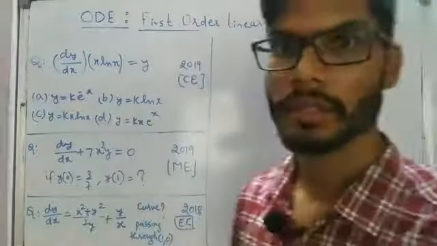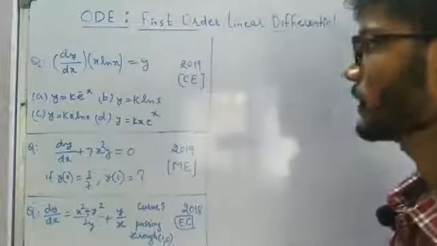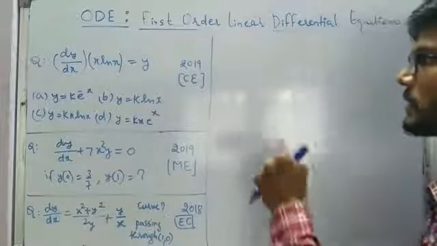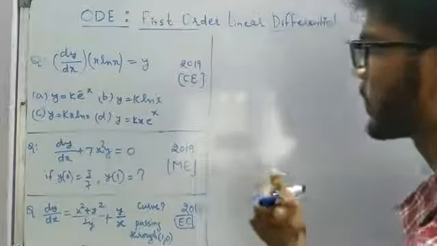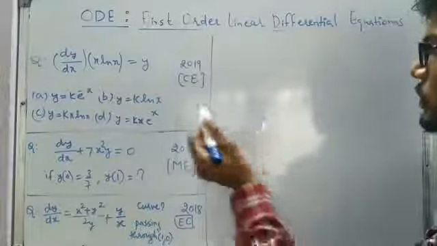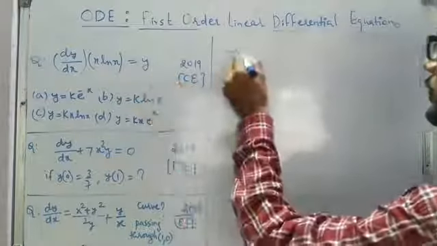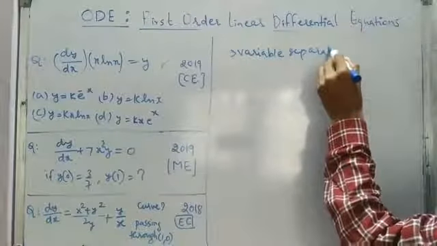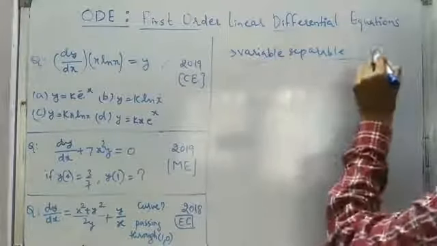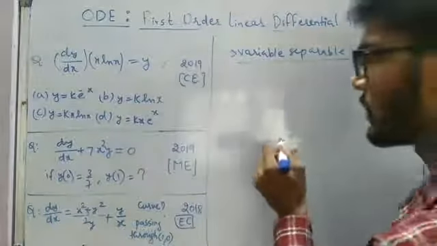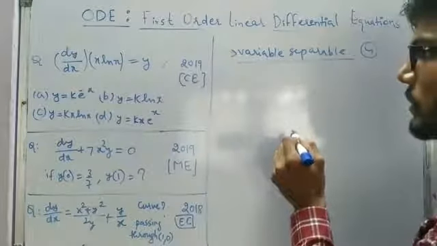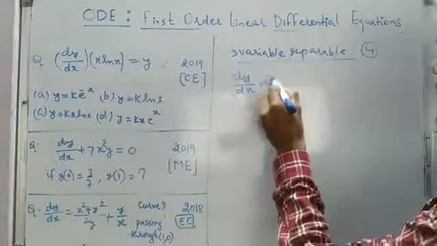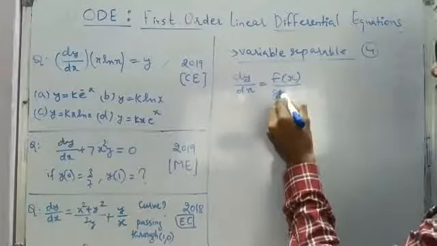And now let us solve a few more problems quickly asked in GATE. So the first problem was asked in GATE 2019 in civil engineering. So the problem is dy by dx into x ln x is equal to y. So this we can simply solve using variable separable. So this is nothing but our fourth method we studied. So what we are going to do in that, we have to make dy by dx as a function of f of x upon g of y, right?